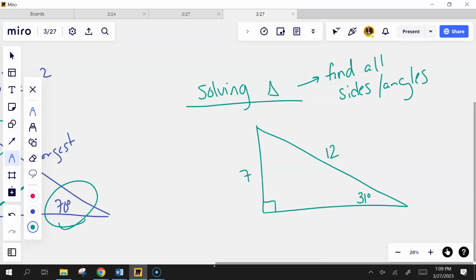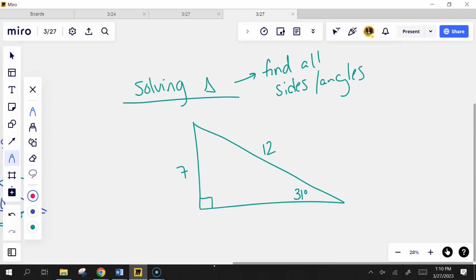So find everything that's missing. You can find this angle. It's 59. How did you find that? 90 minus 31, right? It's got to add to 180. That's what it means to be a triangle. And now I've got a missing side. If I've got two sides and I need a third, and it's a right triangle, this only works with right triangles. Pythagorean theorem. Okay?